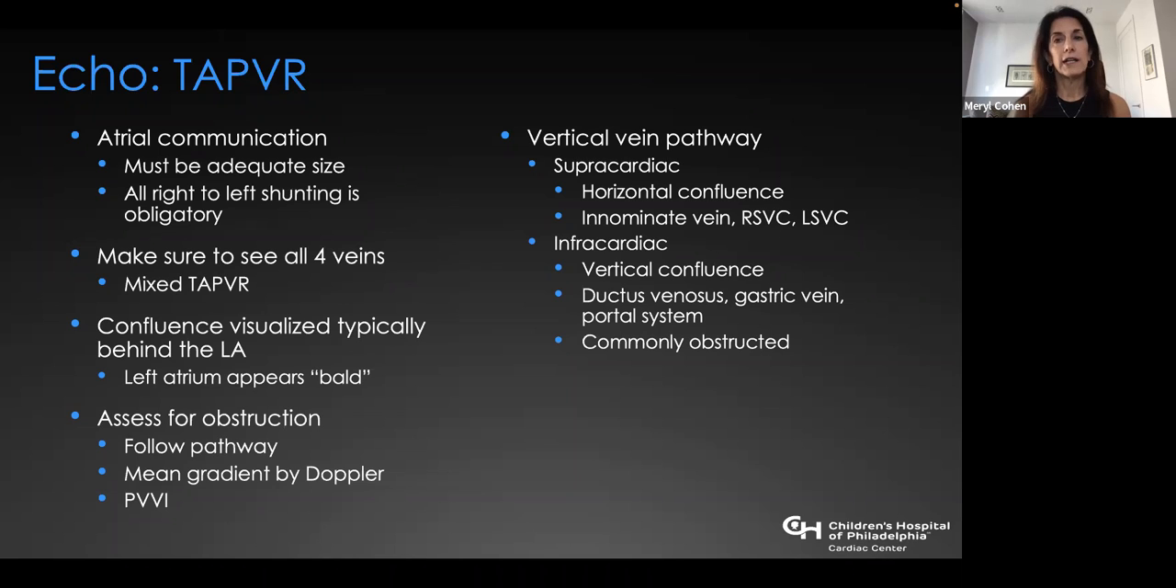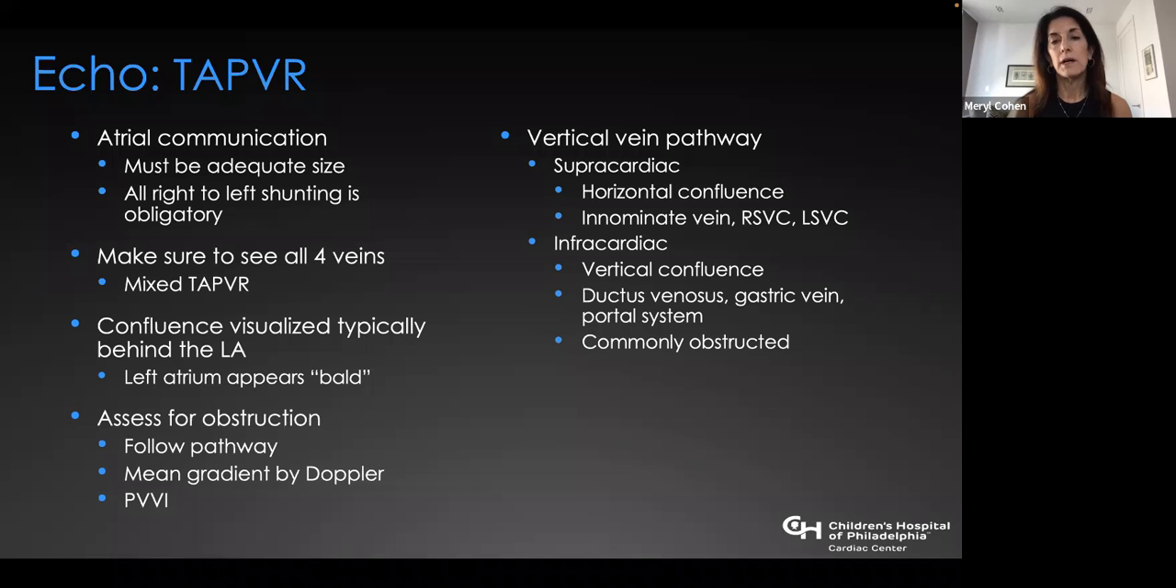And then infracardiac veins have typically a vertical confluence. The pulmonary veins sort of come in what we call an upside down Christmas tree formation, and they connect to either the ductus venosus, the portal system, or the gastric vein. They do not connect directly to the inferior vena cava.